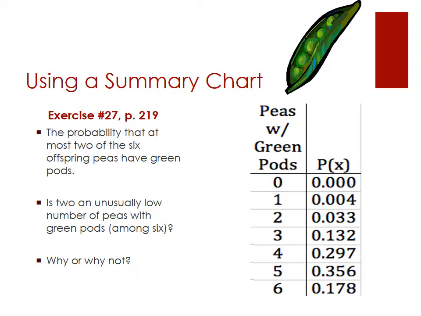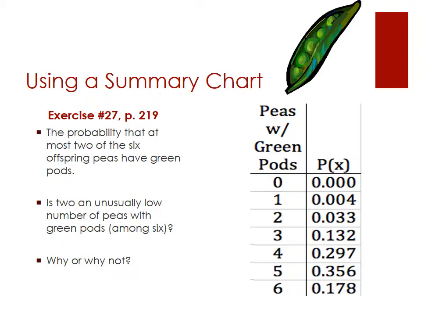Right, in this one section, we're going to be looking at using a summary chart to solve probability distribution problems. We're going to use exercise number 7, page 219 in your book. Now here we're solving the probability that at most 2 of 6 offspring peas have green pods. So here we're looking at Mendel type of stuff.